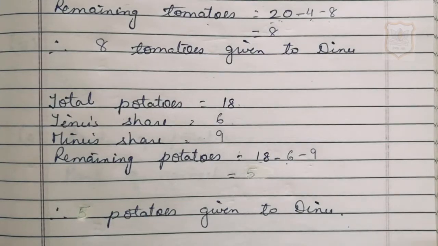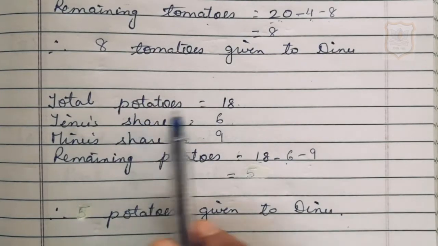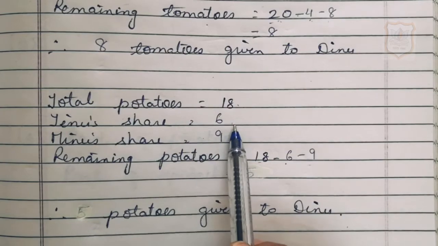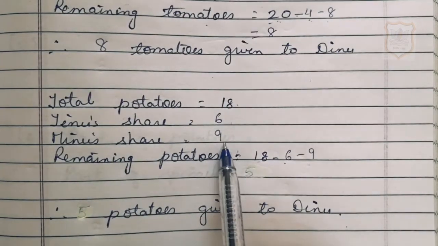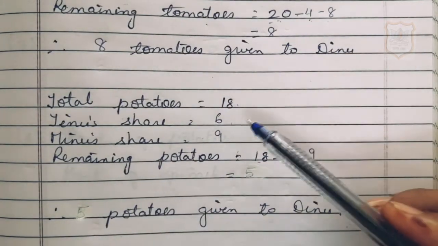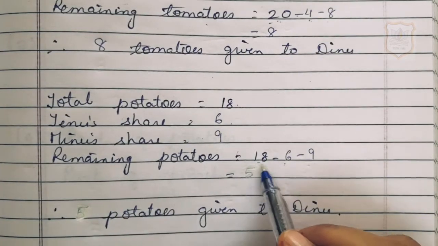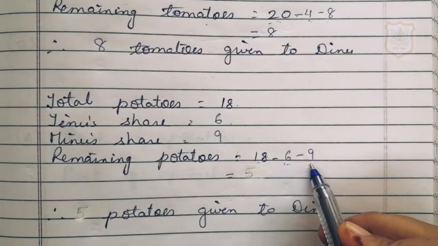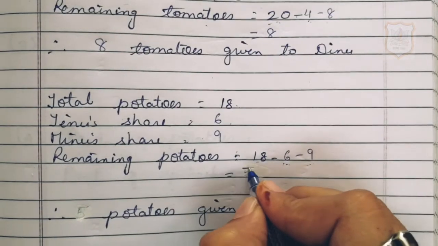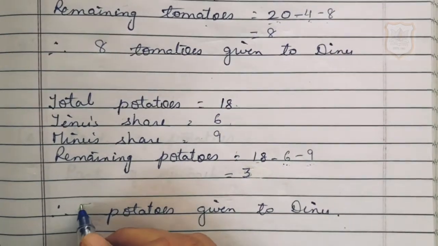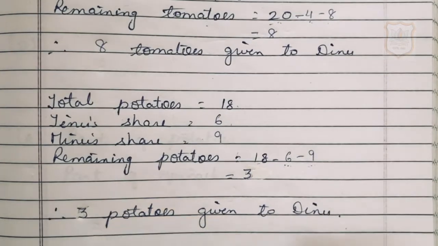Now we will find out how many potatoes are given to Dinu. Total potatoes were 18. Tinu's share was 6 potatoes and Meenu's share was 9 potatoes. To find out the remaining potatoes, we will subtract 6 and 9 from 18. So here we will write 18 minus 6 minus 9. 18 minus 6 is 12 and 12 minus 9 is 3. So we will write that therefore 3 potatoes are given to Dinu.